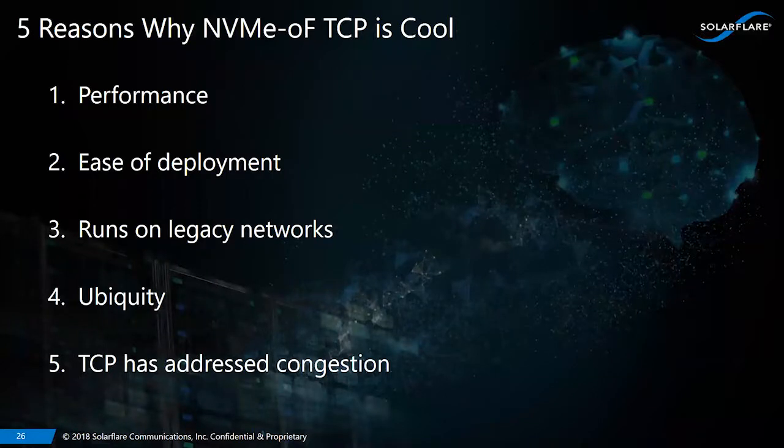So the five reasons TCP is performant. Our kernel solution is within 3 to 4% of RoCE. Our kernel bypass solution is very high performance with the likes of an Optane SSD from Intel. Easy to deploy. Everybody knows TCP. Runs on legacy networks. It's everywhere. And the congestion issues of the old days of TCP, many of those have been addressed. That should be it, Mike.